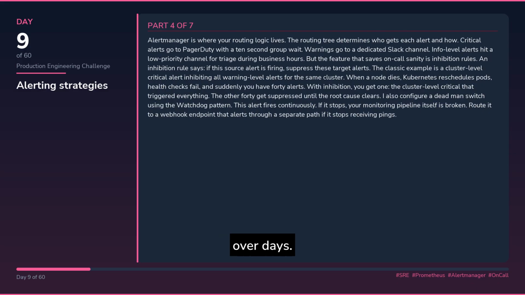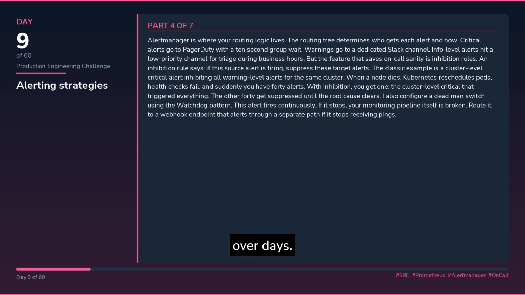Alertmanager is where your routing logic lives. The routing tree determines who gets each alert and how. Critical alerts go to PagerDuty with a 10-second group wait. Warnings go to a dedicated Slack channel. Info-level alerts hit a low-priority channel for triage during business hours.